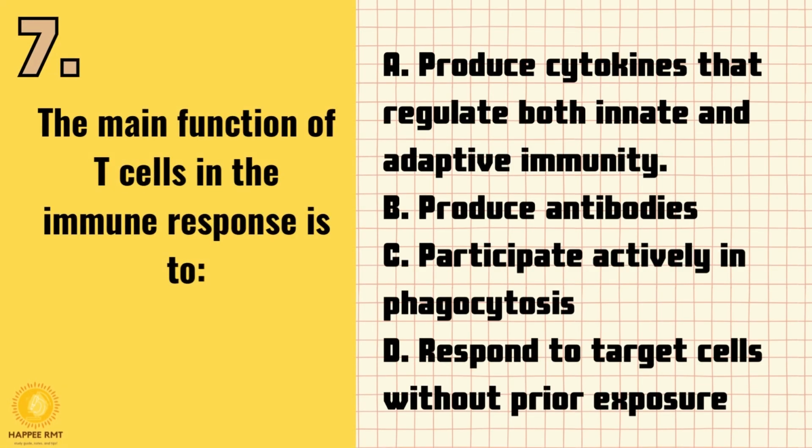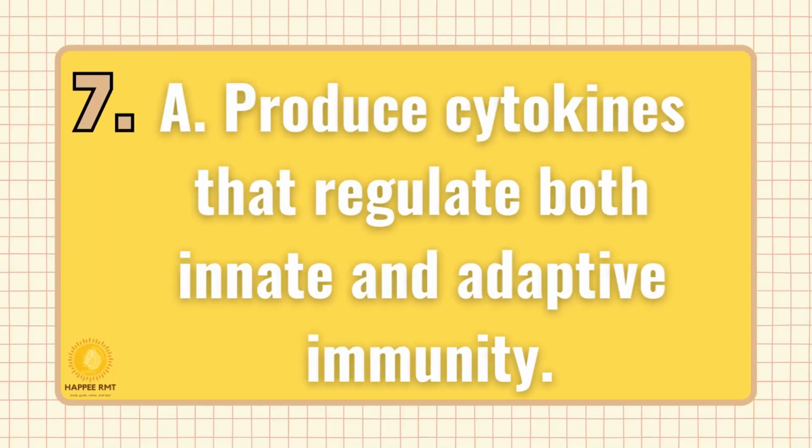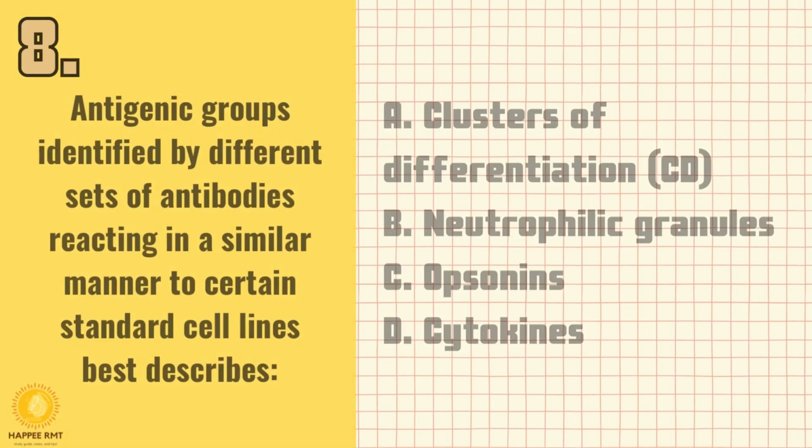Number 7. The main function of T cells in the immune response is to A. Produce cytokines that regulate both innate and adaptive immunity. B. Produce antibodies. C. Participate actively in phagocytosis. Or D. Respond to target cells without prior exposure. Time's up. Answer is A. Produce cytokines that regulate both innate and adaptive immunity.